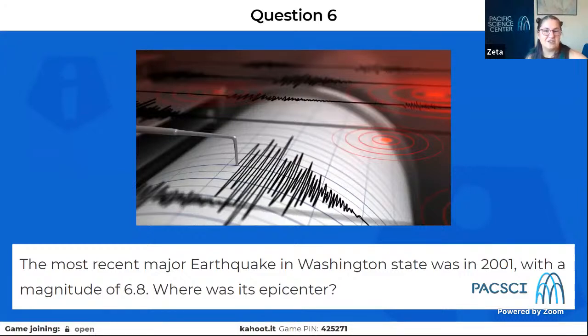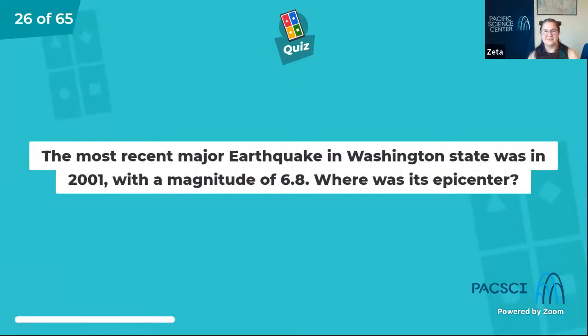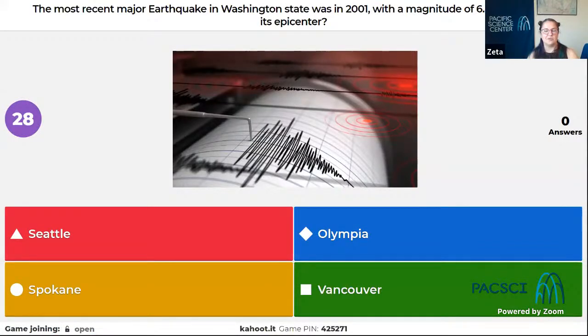The most recent major earthquake in Washington State was in 2001 with a magnitude of 6.8. Where was its epicenter? So where was the point above where the most energy of this earthquake happened? Was it Seattle, Olympia, Spokane, or Vancouver?